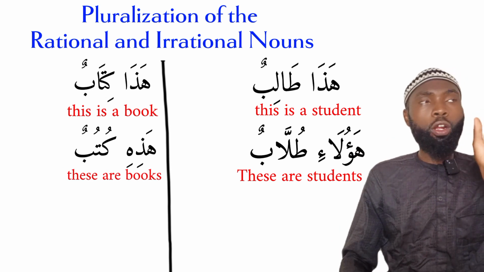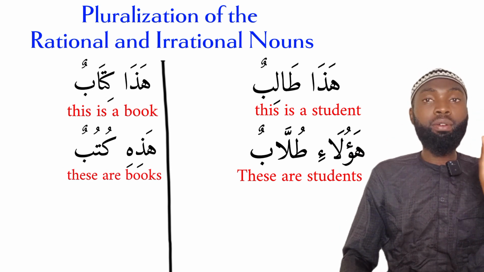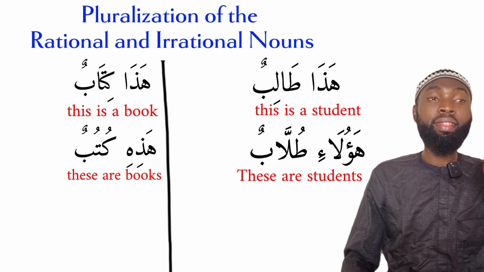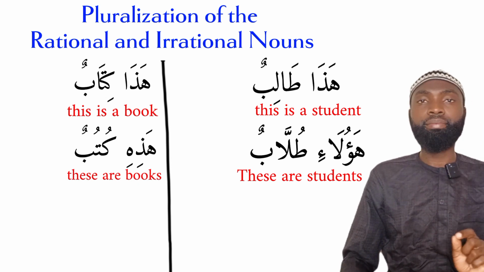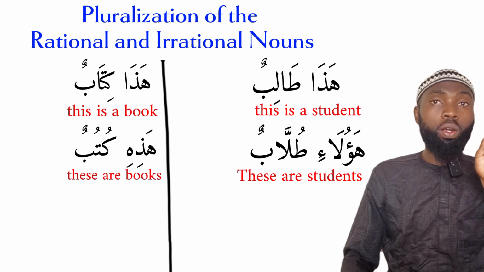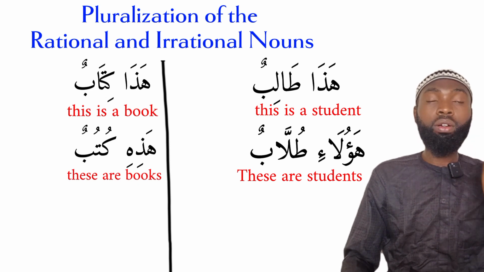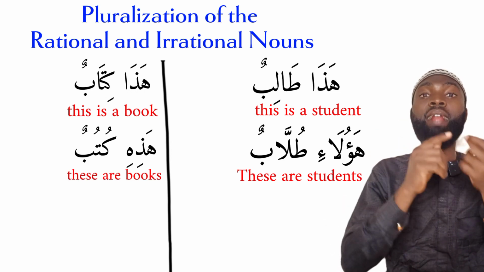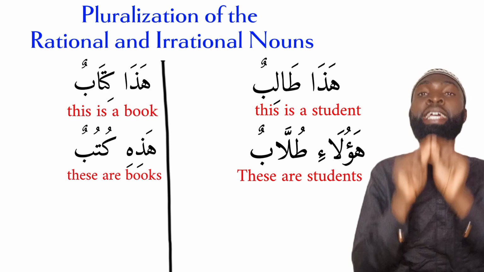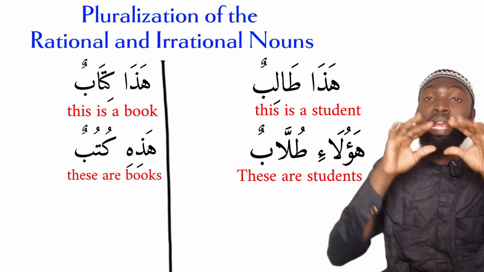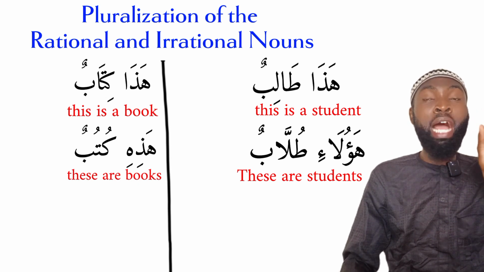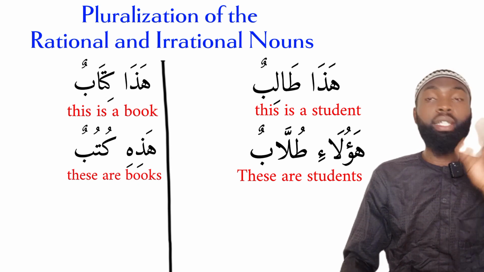Of course. When we come to the rational nouns, you see that at the plural level, we change both words that form the singular sentence. In the singular sentence, we had هذا, which is used for this singular. Then the noun there is طالب, we say هذا طالب. But in the plural form, we now use the plural form of the demonstrative pronoun هذا, which is هؤلاء. This signifies that we are pointing at a plural noun. That's why we say هؤلاء طلاب, which is the plural form of the word طالب.